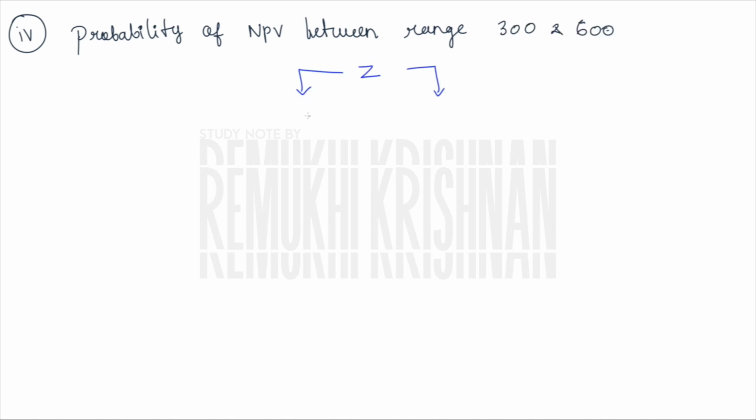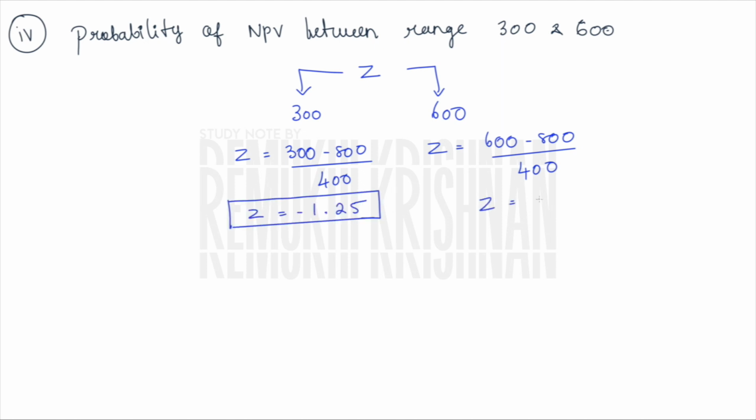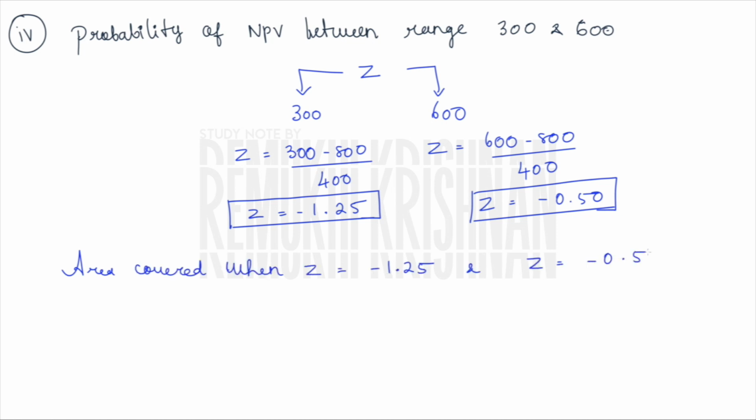So finally we are moving to the last subdivision, the probability of net present value between the range 300 and 600. Again you are going to find your z score, substitute the values in the formula, and you will arrive at negative 1.25 and negative 0.5. So both the values are negative. So again we will move on to the normal distribution table. With that we can find our probability.